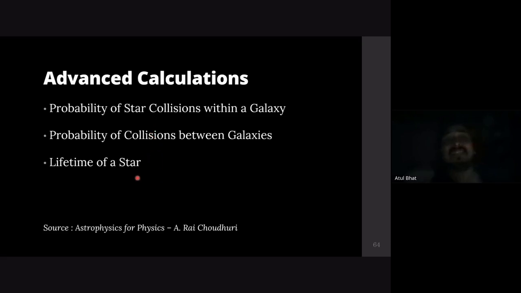You can calculate the lifetime of a star based on its temperature and so many other parameters. In fact, there's a very good book where these calculations are mentioned. It's called Astrophysics for Physicists. Sorry, this should be physicists, written by Arnab Rai Chaudhuri, a very prominent solar physicist in India.